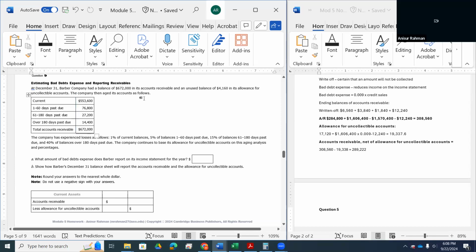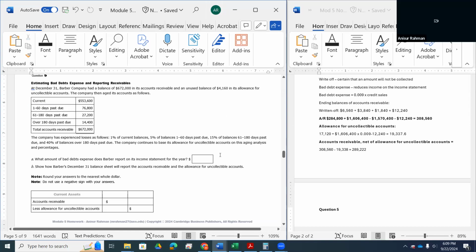So moving on, the company then aged its accounts as follows. It has a current balance of $553,600. The balance that is past due 1 through 60 days is $76,800, and so on and so forth. Total is $672,000. So that is called aging analysis, the total amount due for a certain range of days.